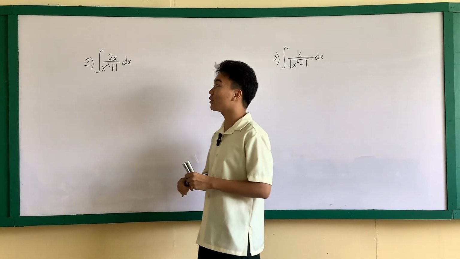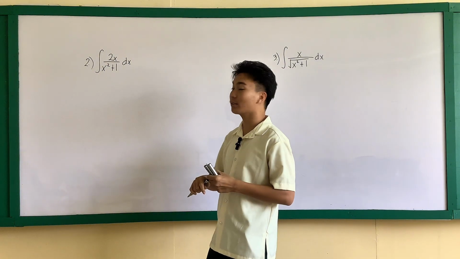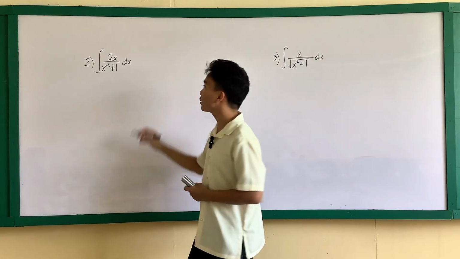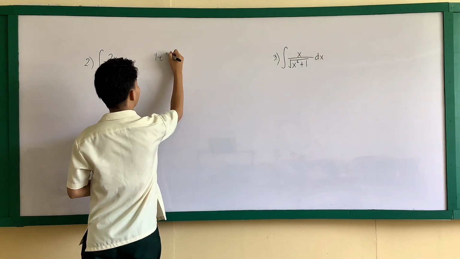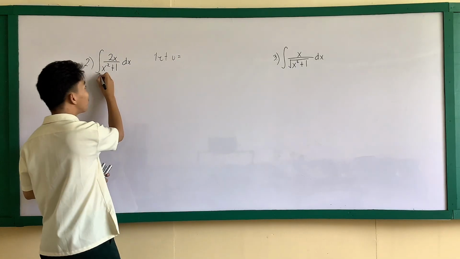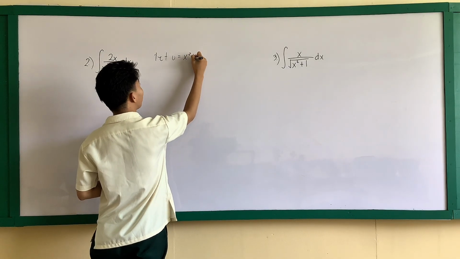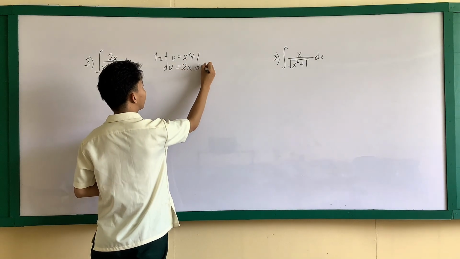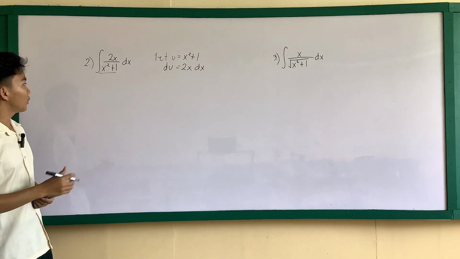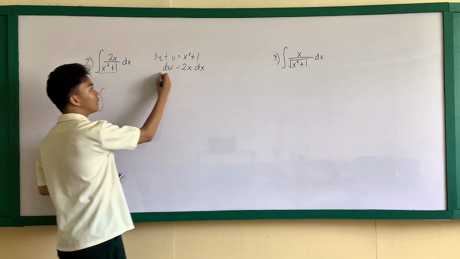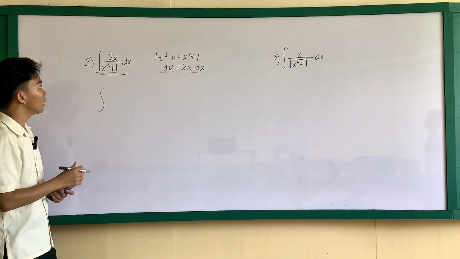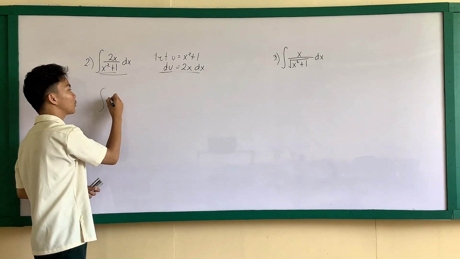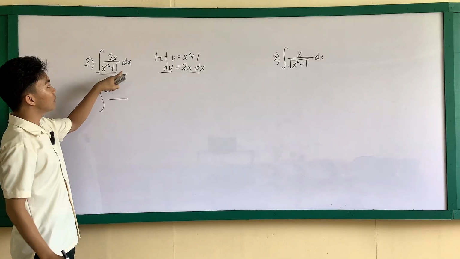In this problem, we're going to use u substitution because as you can see, our numerator is the derivative of our denominator. So we're going to let u equal our denominator, which is x squared plus 1. Then du is 2x dx. So now we're going to substitute this here. As you can see, the value of du is equal to our numerator 2x dx. So we're going to substitute 2x dx into du.